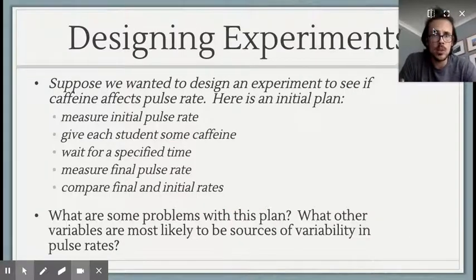All right, so we are transitioning now into the concept of an experiment and how you actually design a good experiment that tests what you want it to test. This is actually a lot more difficult than you would initially think, to design an experiment that does what you want it to.